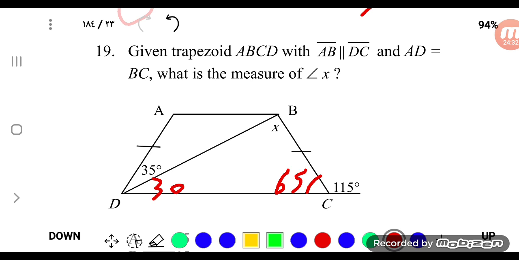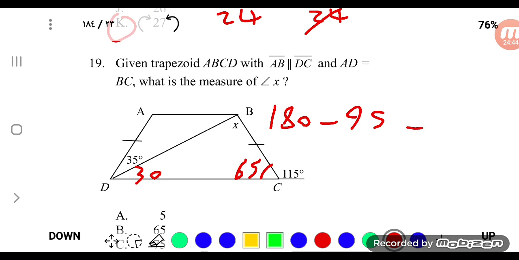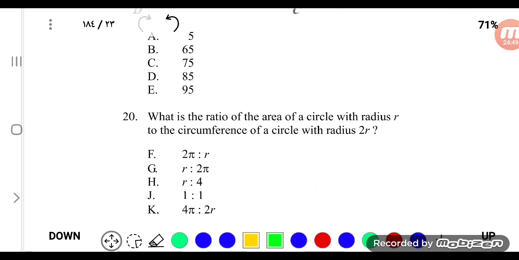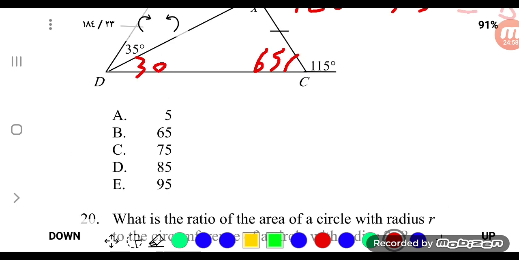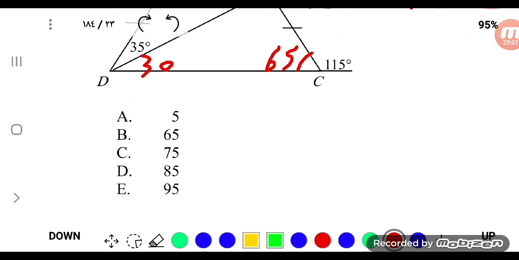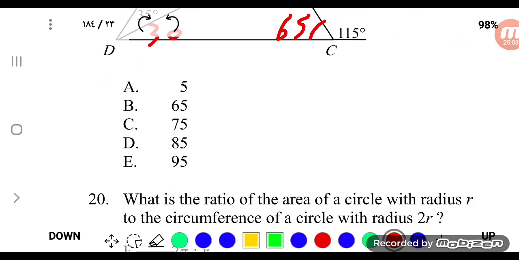Now the sum of angles in a triangle is 180. 30 plus 65, you get 95. So 180 minus 95 is equal to 85, and that is angle X. So here option E is correct. One second, let's see. 85, sorry. Option D is correct. Next question.